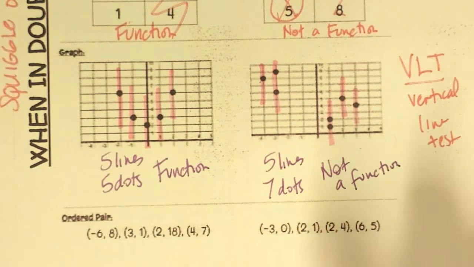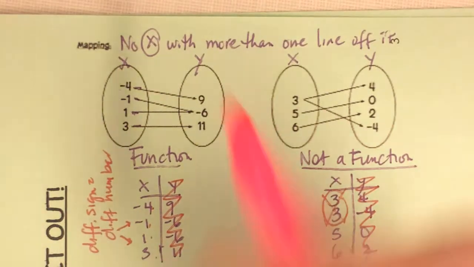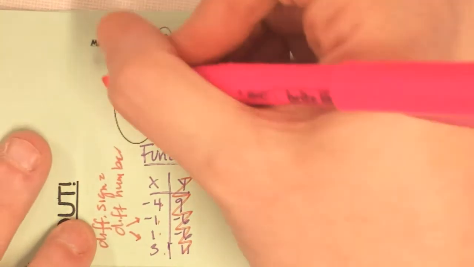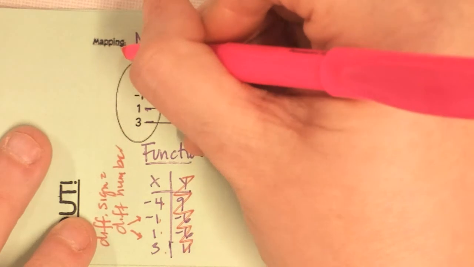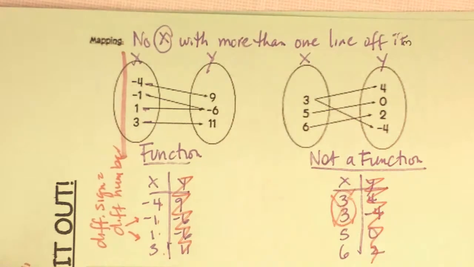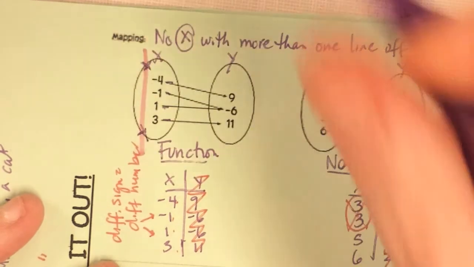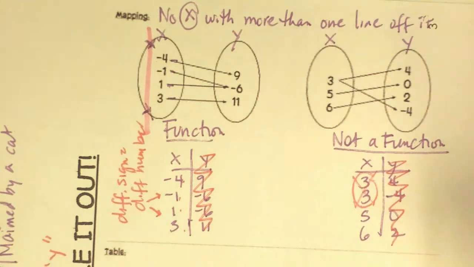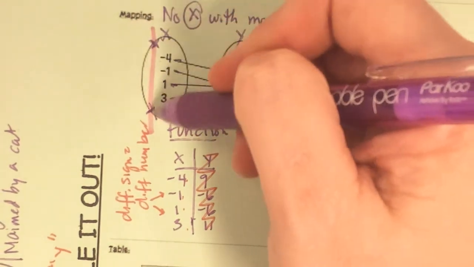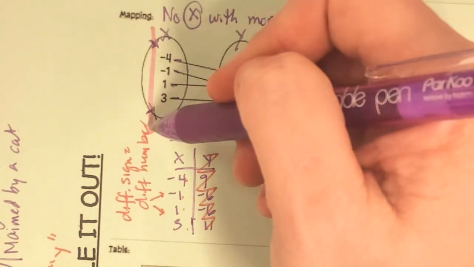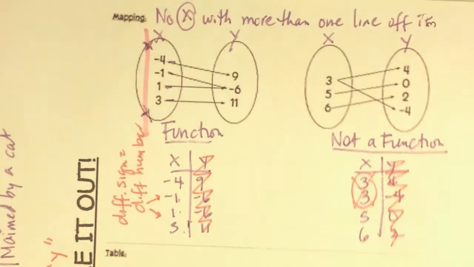Now this works on anything. So just for the heck of it, let's look at this mapping diagram, just so that we have a circle. Okay, if I draw a vertical line, look at that. It's touching there, and it's touching there. This circle is not a function, okay? Because a vertical line touches this point in 2 places. If it ever touches it in 2 places, it's not a function, okay?